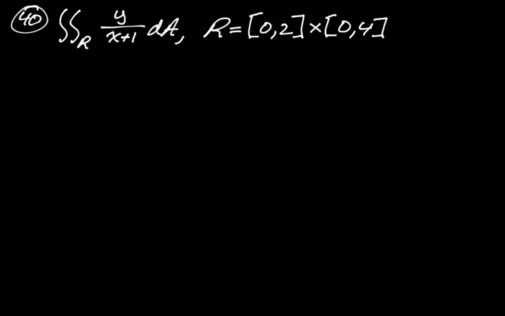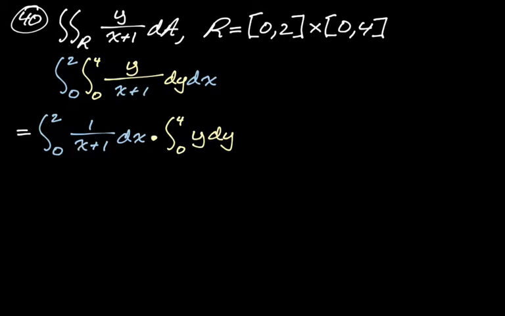Double integral over R of y over x plus 1. So again, it's the function y times the function 1 over x plus 1. That's a function of y times a function of x. You've got to keep that in mind and make sure it's true. So dA and then R is 0 to 2, 0 to 4. So x's go from 0 to 2, y's go from 0 to 4. Set up your integral. We have this. I'm going to take advantage of the fact that it's f of x times g of y and split this into a product of two single variable integrals.